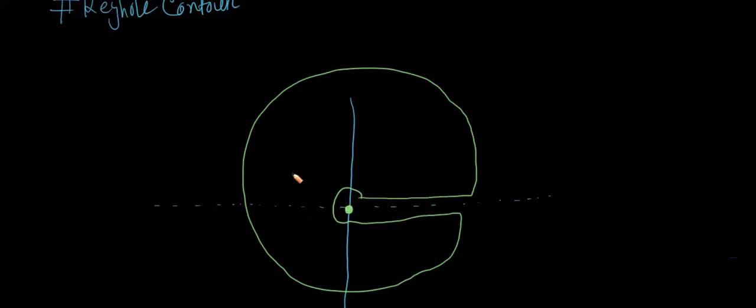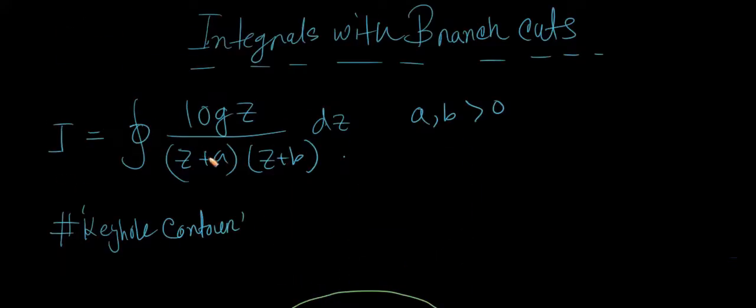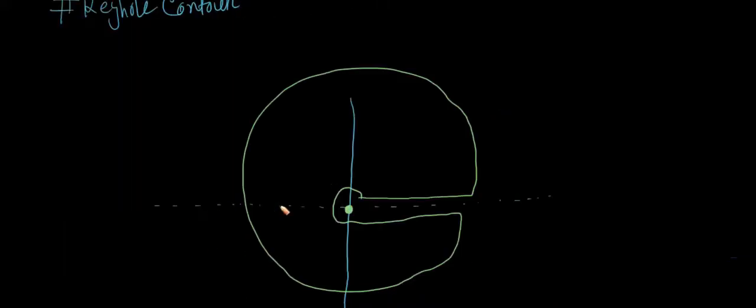And since we have two poles at z equals minus a and z equals minus b, where a and b, both of them are greater than 0, we can mark them over here. So let's say this is minus a and this is minus b. Or it can be vice versa, but it doesn't matter. So let's try to indicate our lines. That means how we are going to enclose the contour.